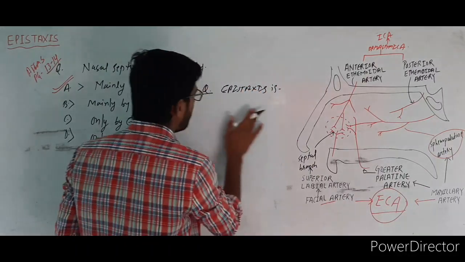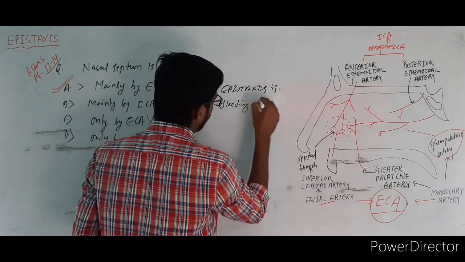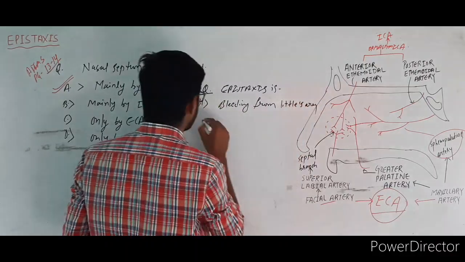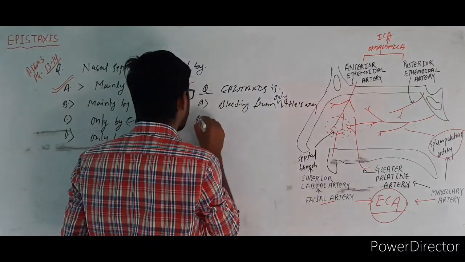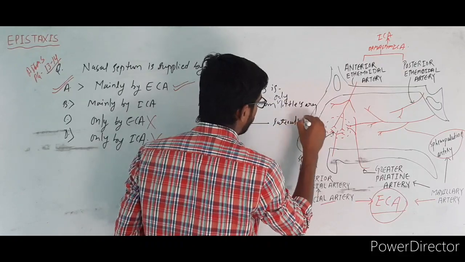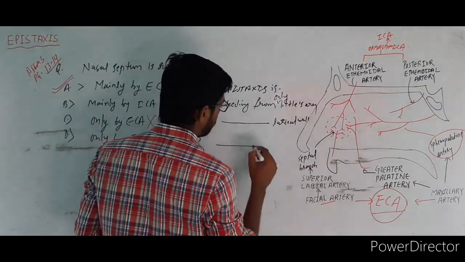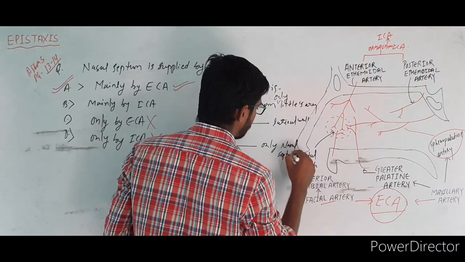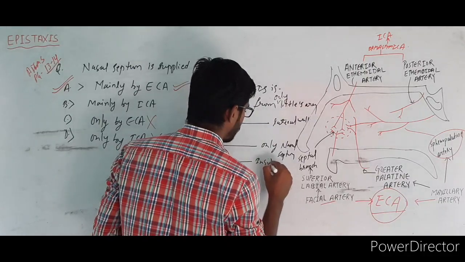Epistaxis. First things, option A: bleeding from Little's area only. Option B: bleeding from the lateral wall of the nose. Option C: bleeding from only the nasal septum. And option D: bleeding from inside the nose.